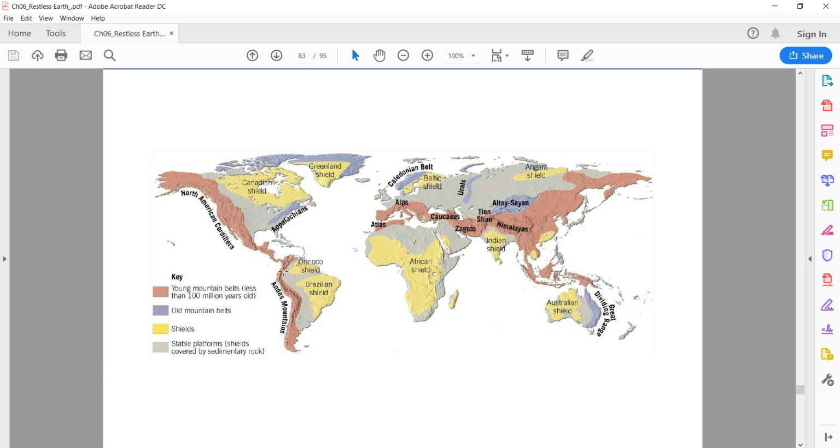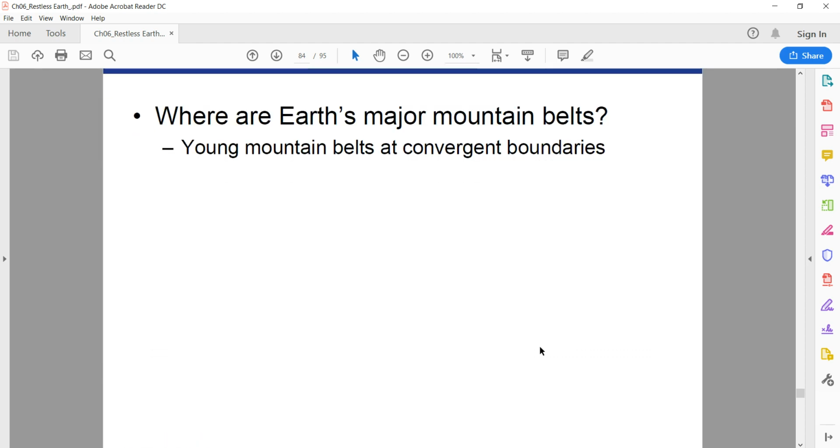Like here on the west coast of North and South America, the Pacific oceanic plate is converging against the North and South American plates. Here the Indian plate, we can say the Indian oceanic plate, is subducting under the Eurasian plate. So these convergent boundaries are responsible for the formation of these mountain belts.